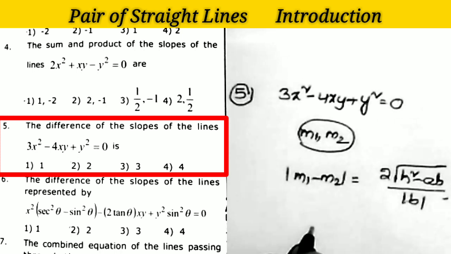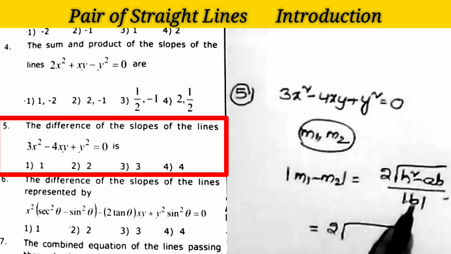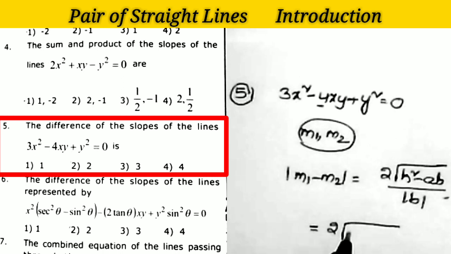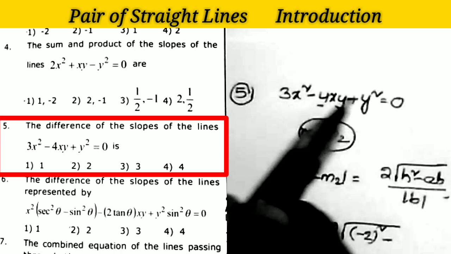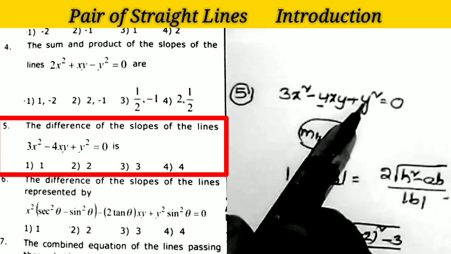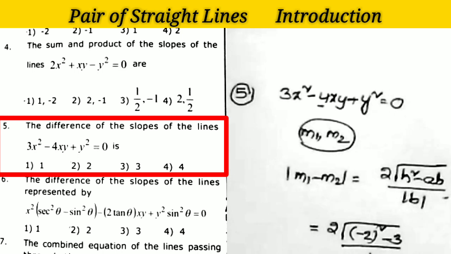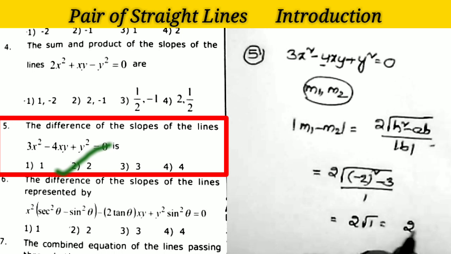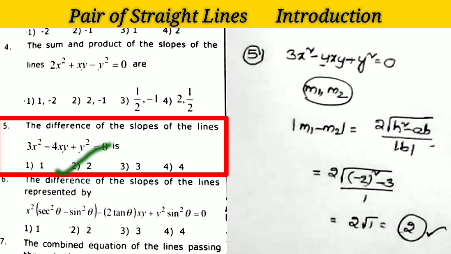Now substituting the values. 2 root, what is h value? 2h = −4, that is h = −2. (−2)² − ab. a = 3, b = 1, that is ab = 3. By modulus of b, b = 1. Now this is equal to 2 into square root of 4 − 3, that is 1. So the answer is equal to 2, which is the second option.